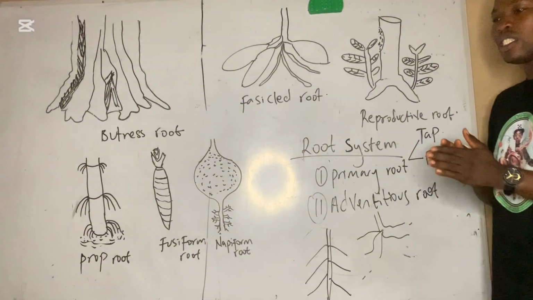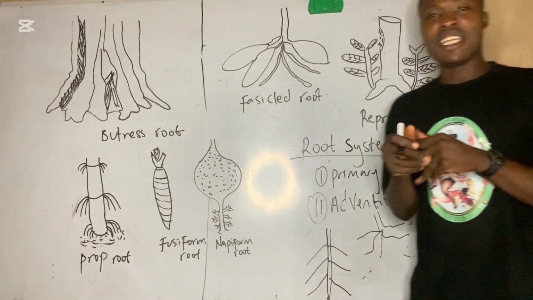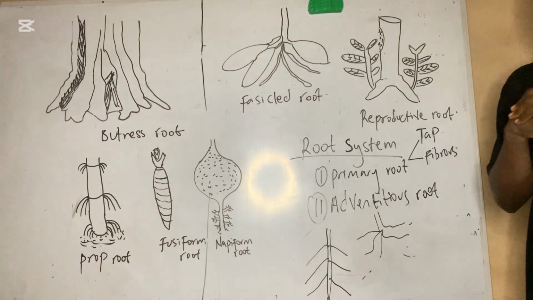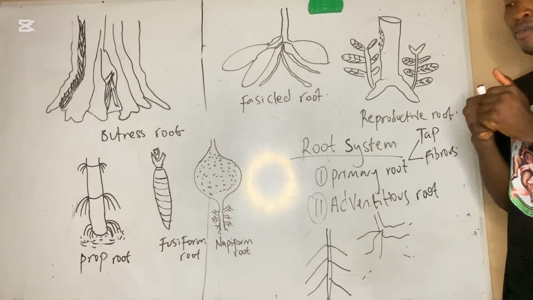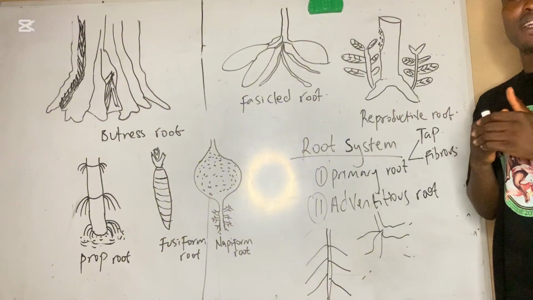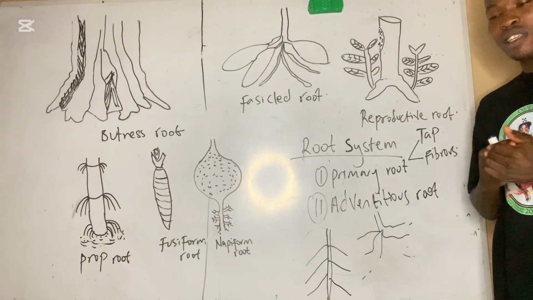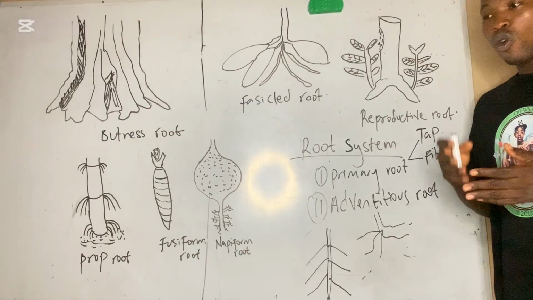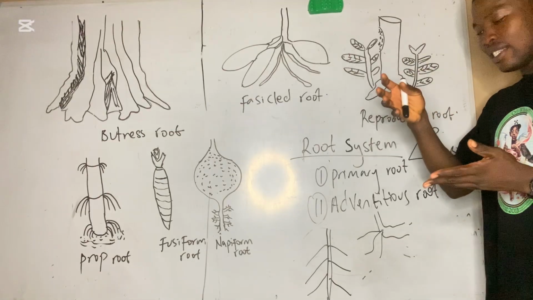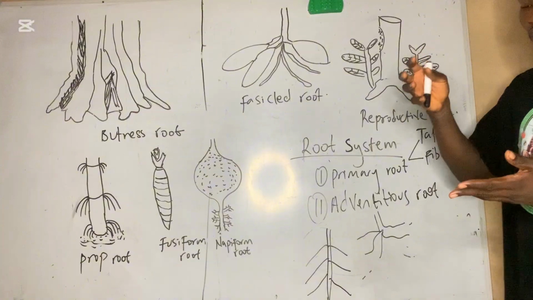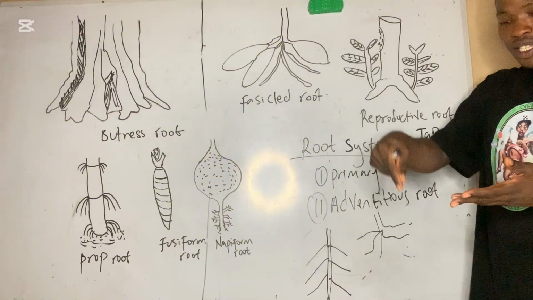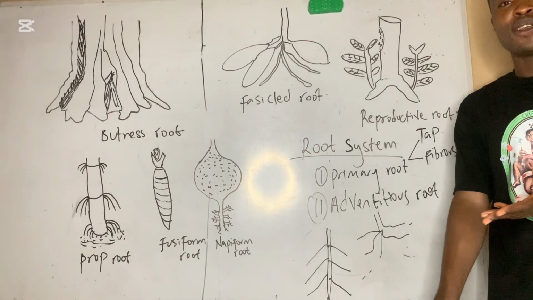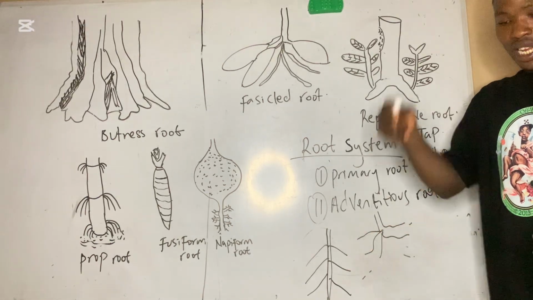Now, fibrous root is seen mainly in monocot plants, while taproot system is seen in dicot plants. You see it in most dicot plants. You can use the pear, or Mangifera indica, your mango. If a mango is growing, it has one root system that goes deep into the soil. That primary root grows deep into the soil and then branches. So that's the taproot system.